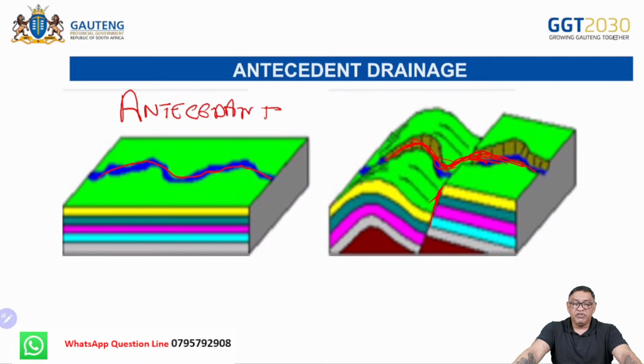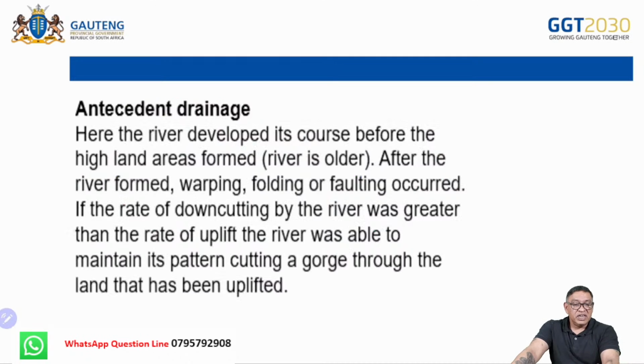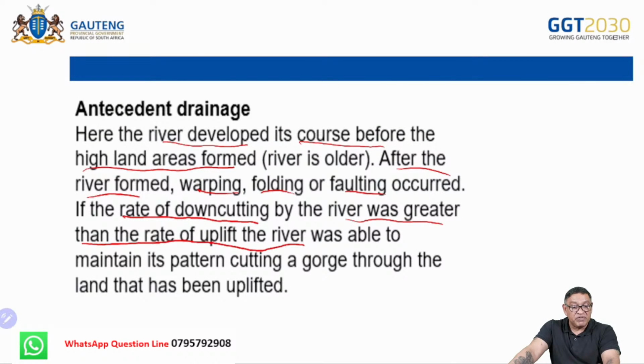If you know that, you know antecedent drainage. Of course, the river developed its course before high-lying areas formed, where the change happened. After the river formed, warping, folding, faulting occurred. The rate of downcutting by the river is greater than the rate of uplift. The river is able to maintain its pattern. That's all. So the river existed.